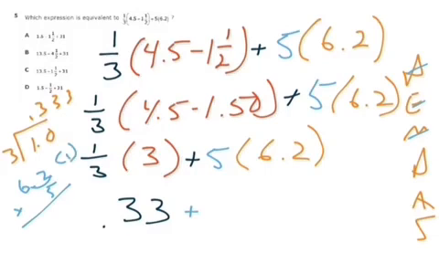I can do it real small right here, 6.2 times 5. 5 times 2 is 10. Carry the 1. 5 times 6 is 30 plus 1. Bring it back. It's actually 31.